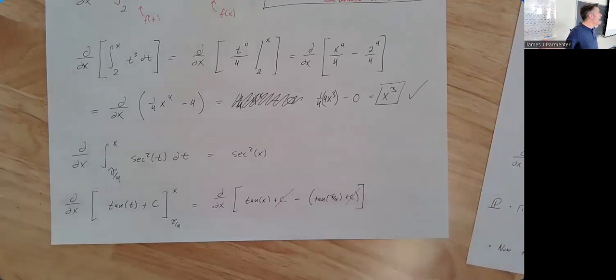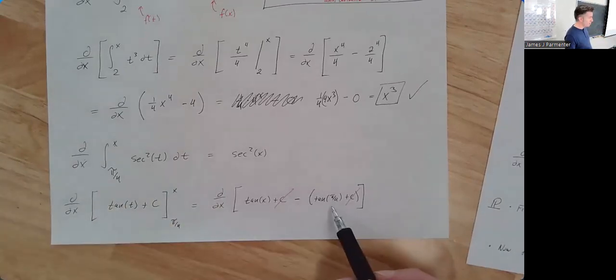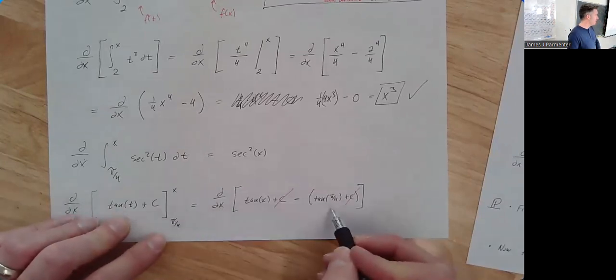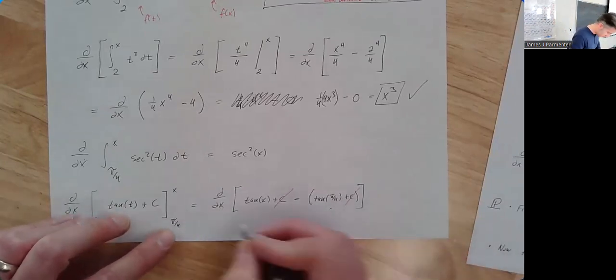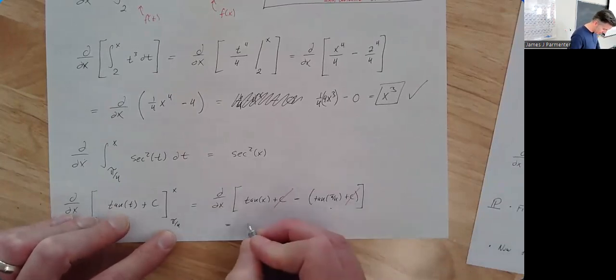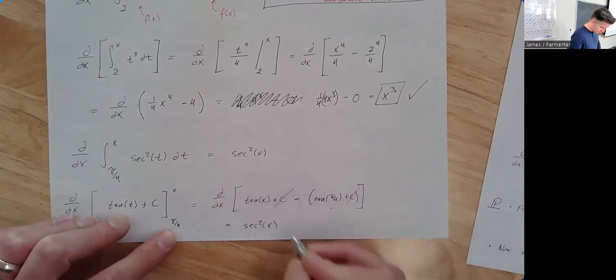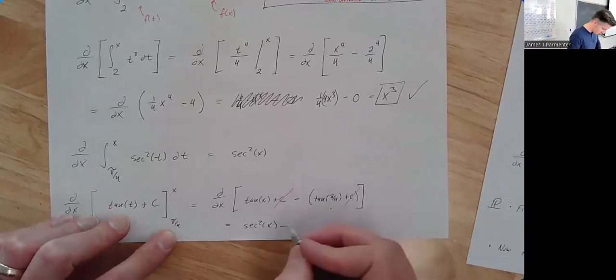You know what? I don't care. I mean, it is 1, but really I don't care, because I know whatever tangent of pi over 4 is, it's a constant. There's no variable there. It's just some number that never changes. And I know that the derivative of a number that never changes is going to be 0. This is going to be equal to the derivative of tangent of x, which is secant squared of x, minus the derivative of a constant, which is 0.